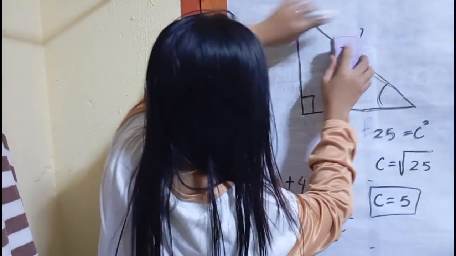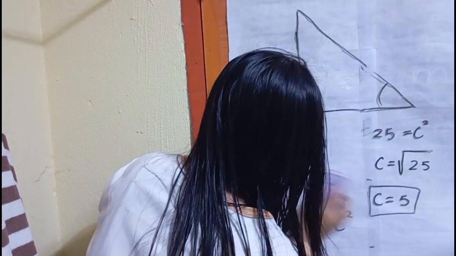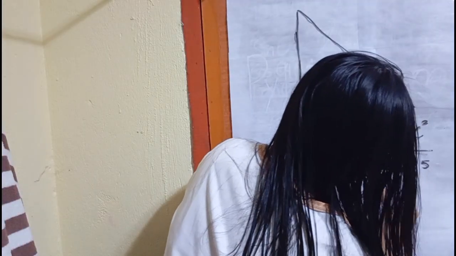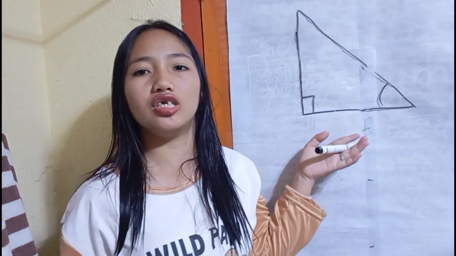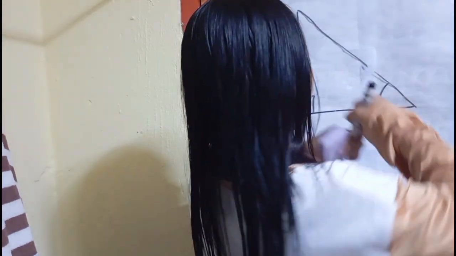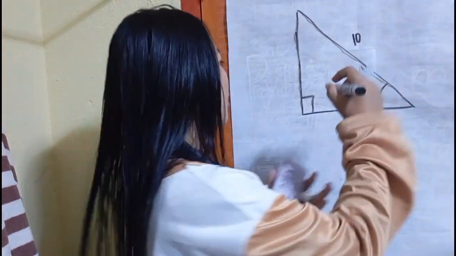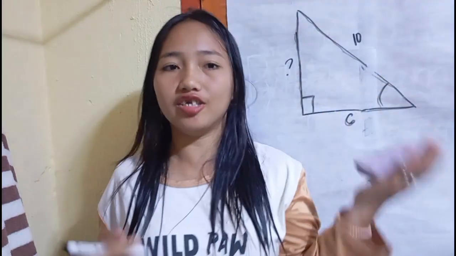So let's erase all of this that is written. Take a right-angled triangle where the hypotenuse is 10 units. So let's write 10. And one of the legs is 6 units long. So, how long is the other leg? This is what we need to find as our answer.